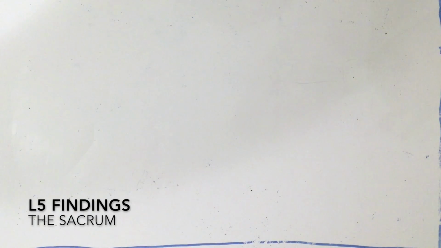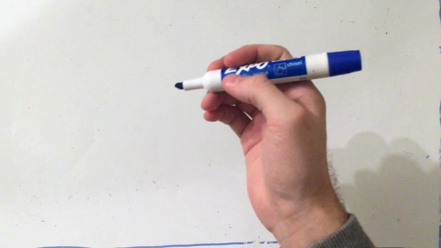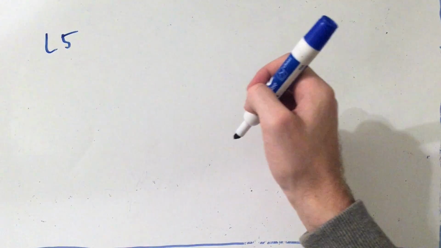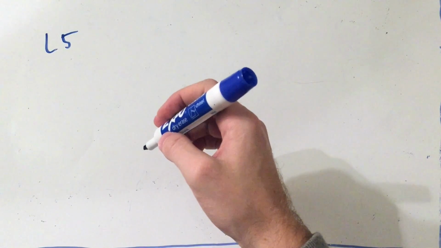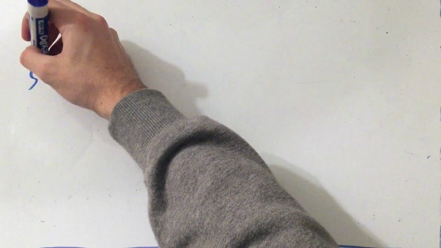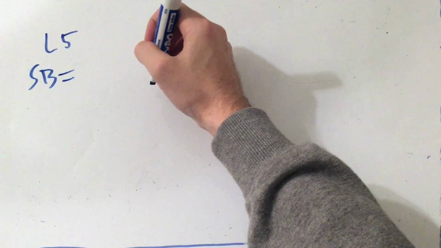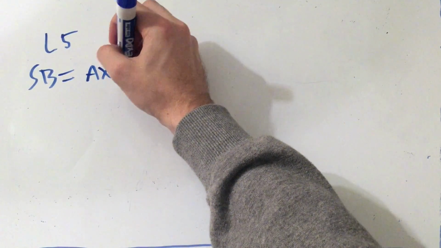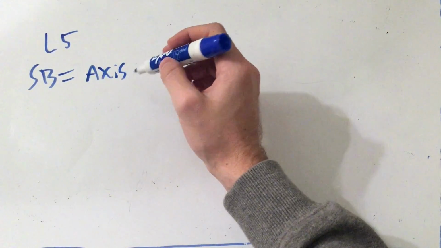For this final part of the video, we're going to go over how to diagnose the sacrum when you are given findings of L5. So there are a couple of rules that you need to remember for L5 and how it relates to the sacrum. Whichever direction that L5 is side bent, that is going to be the axis for your sacrum. So whichever way it's side bent, that's going to be your axis.